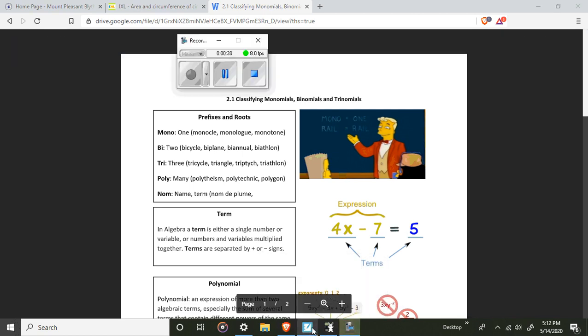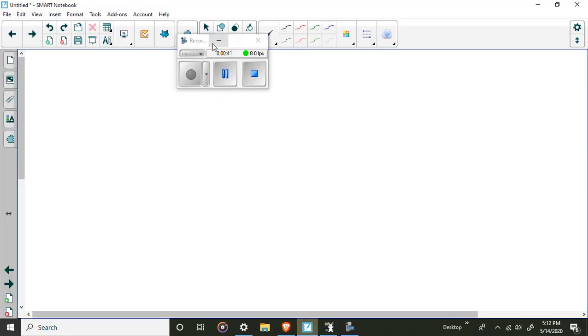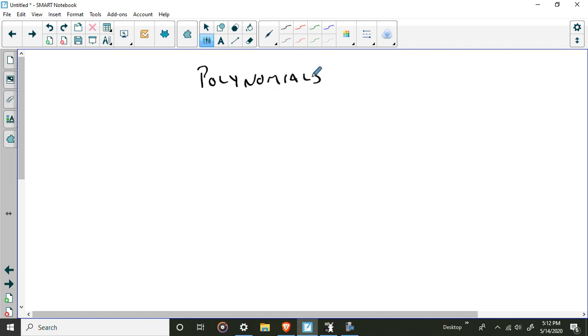So there are some important terms we have to know about classifying polynomials, okay? So let's start by saying polynomials. Polynomials, it means, like we said last time, many names, or for us it means many terms, okay? We talked about the degree the other day, so we don't have to get into that. But however many terms a polynomial has, we have to give it a name, okay?